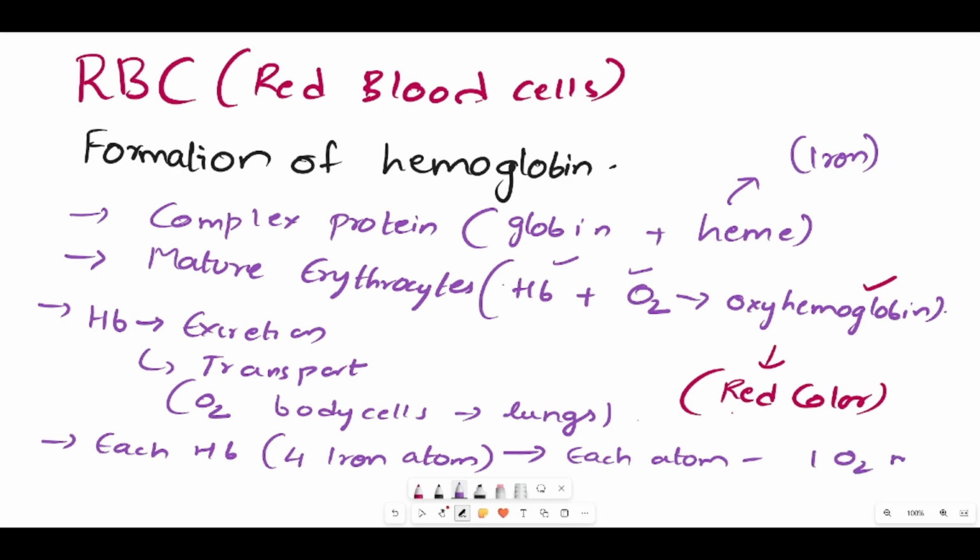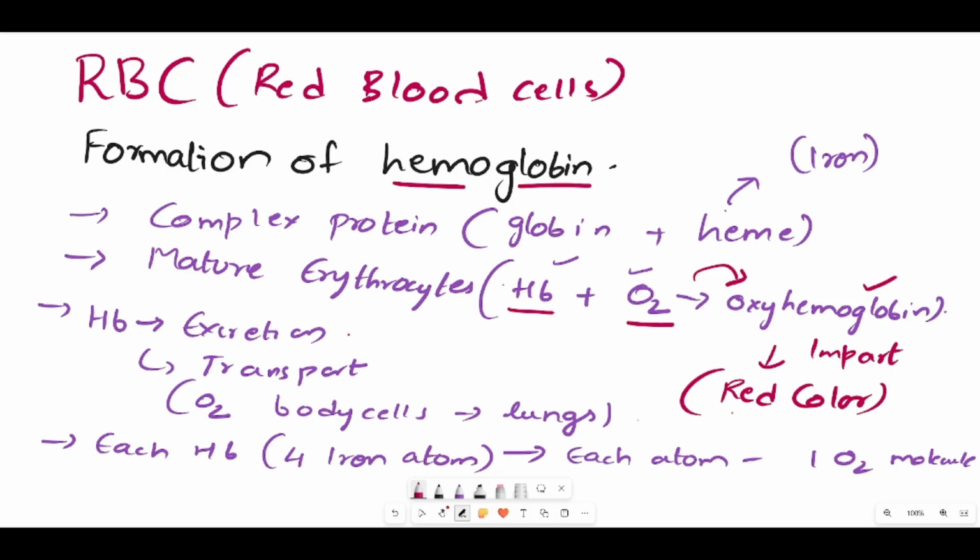So let me just repeat these points once again. The formation of hemoglobin: first thing is, it is a complex protein, so it has two main parts. One is the globin, one is the heme part. The heme part is simply the iron containing part. And whenever in a mature erythrocyte the hemoglobin binds with oxygen, it gives rise to oxyhemoglobin, which is responsible for imparting the red color to the blood.